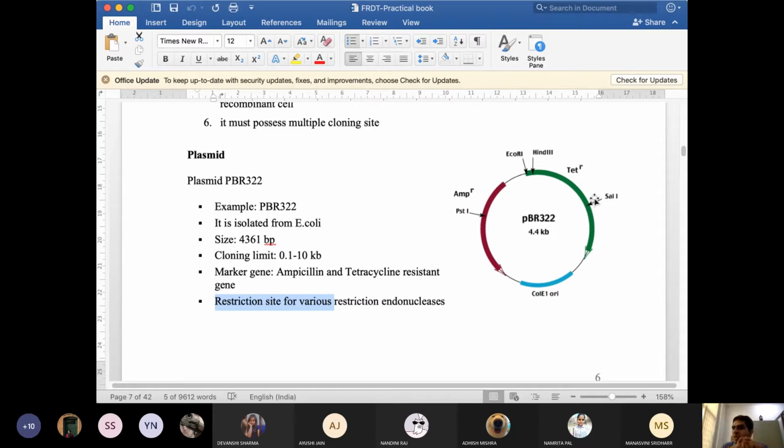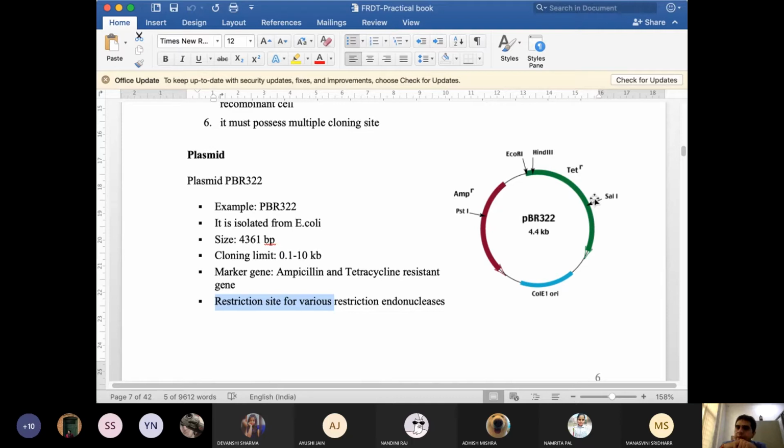Means by breaking at the SalI site and inserting your gene, your DNA of interest, you are going to disturb your tetracycline gene. So now this disturbed tetracycline, if you insert it within a cell, then the cell is going to be resistant to ampicillin, but it is going to be sensitive to the tetracycline.